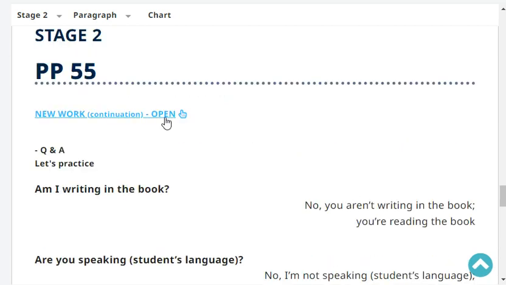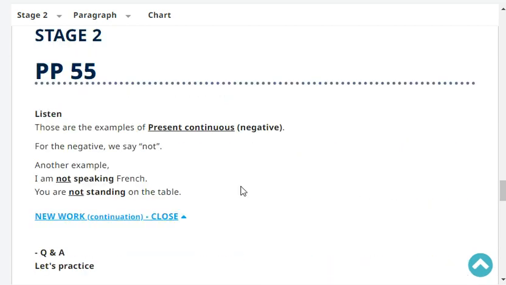Okay, so listen. Those are examples of present continuous in negative. In the negative present continuous, we use the word not. Another example is I am not speaking French. You are not standing on the table because you're not doing it.